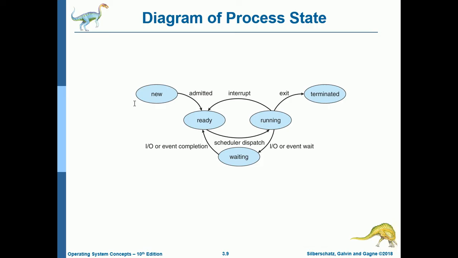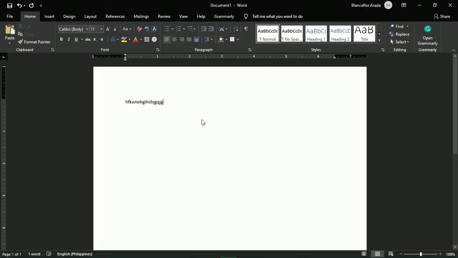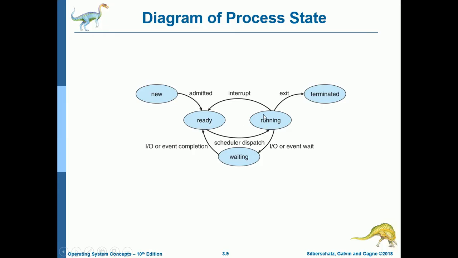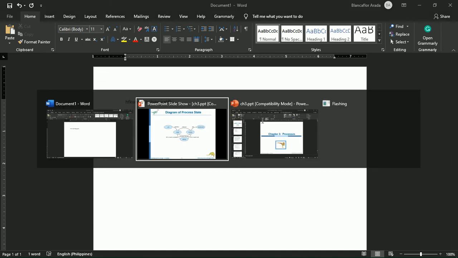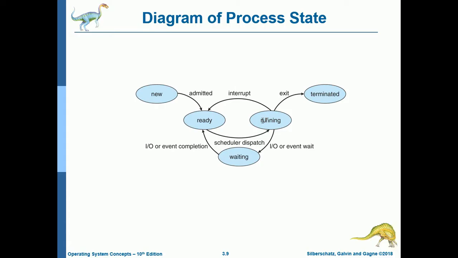So next is, for example, what about running then ready? From running to ready, I cannot really explicitly show it because the interrupt is internal. But actually what I'm doing here, for example, I'm typing, so that's running, and then I'm going to switch to the slideshow presentation. So that is already from running to ready because I've switched from one program to another.